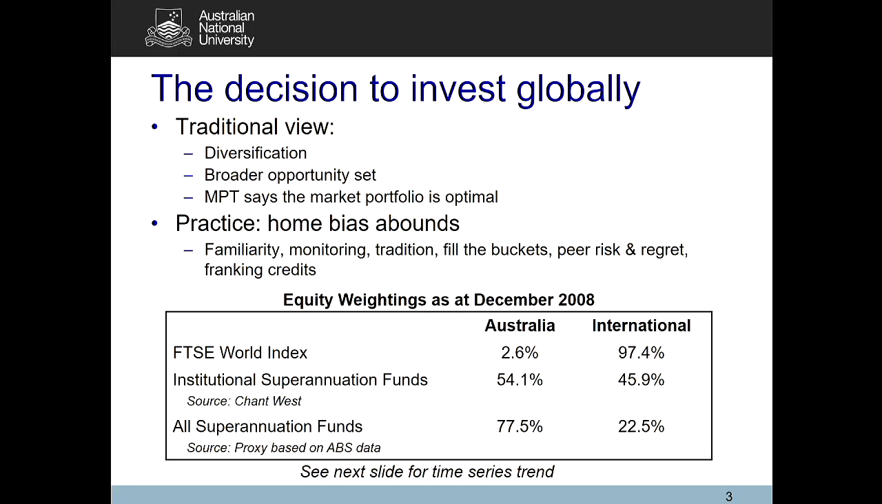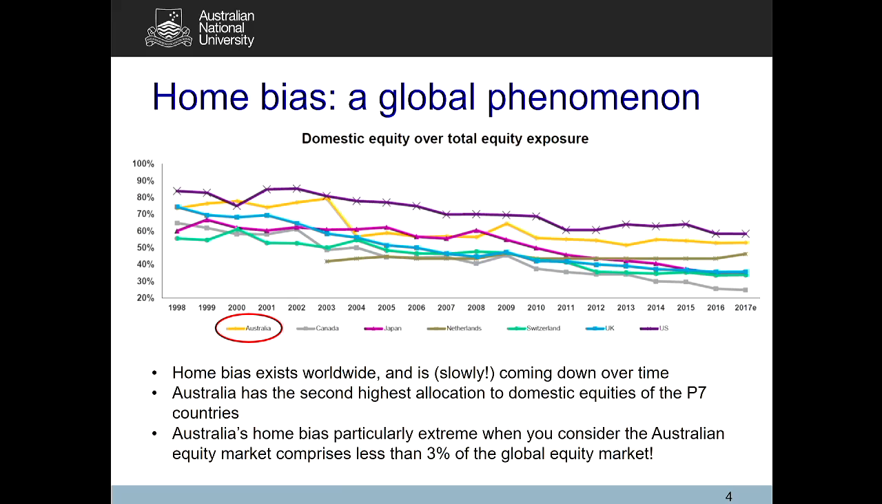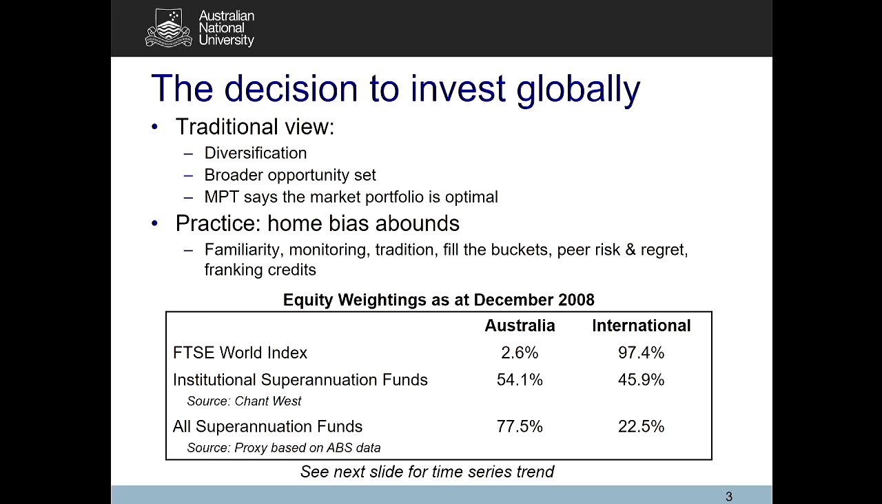The third is tradition. Remember how we said from week one the industry moves slowly? Historically, the home bias has been large in Australia, as it has around the world. Yes, you can argue it is slowly being corrected over time, but it's never going to suddenly jump to disappear.